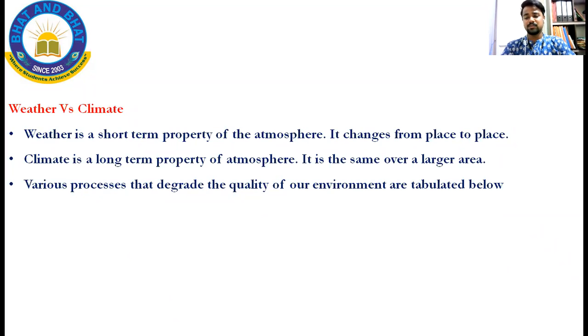In the morning you can see a very chilled weather with snow or fog added to it, in the afternoon you can find a very hot weather, and in the night you can find a rainy weather. So weather is a short-term property of the atmosphere. It can keep changing. It changes from place to place. I think some of you have experienced this. If it's raining in Kengiri, it will not be raining in Jayanagar. Why? It is because it's a different place, right? All these things are with respect to the weather.